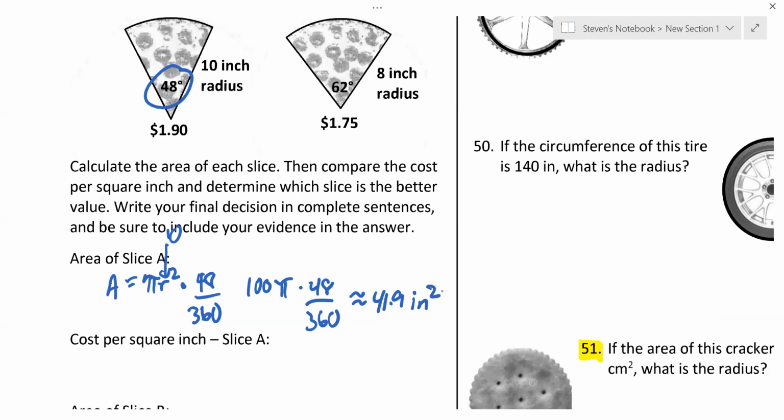Do that now in your calculator. So you're going to take 41.9. That's the area of that slice of pizza, right? And we're going to divide it by the cost of it, which is $1.90. 41.9 divided by 1.90.